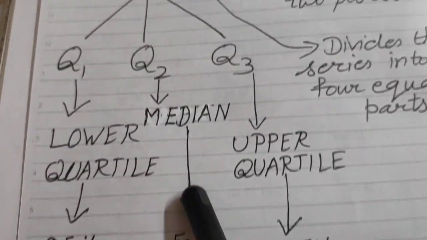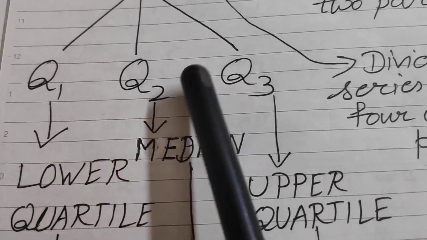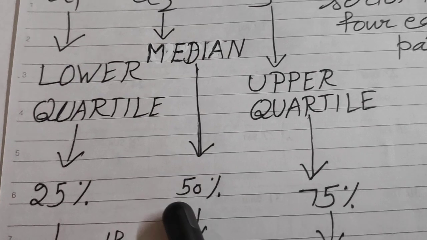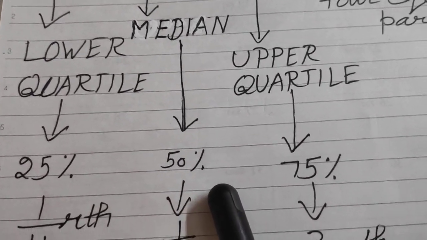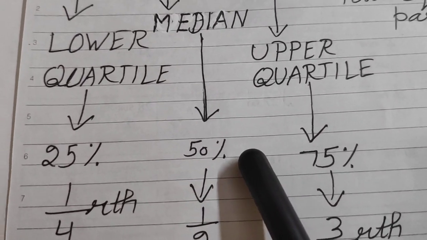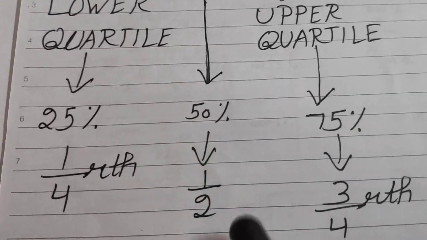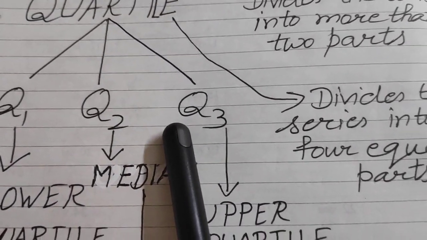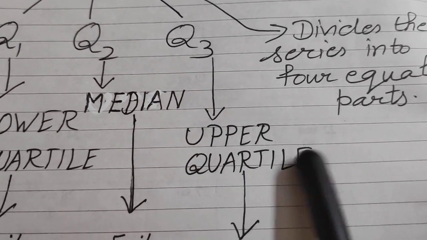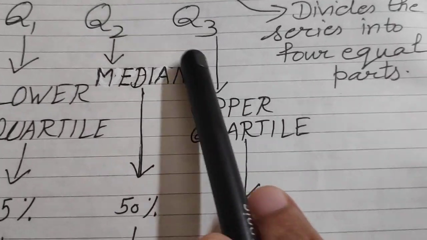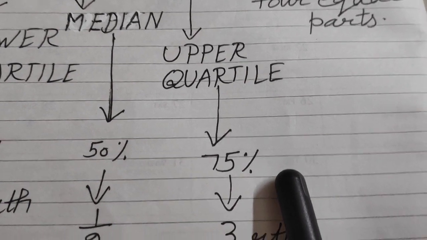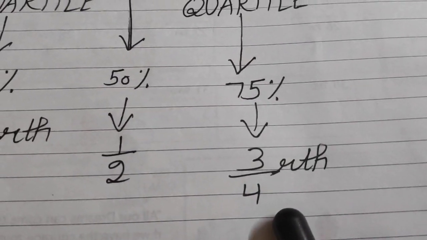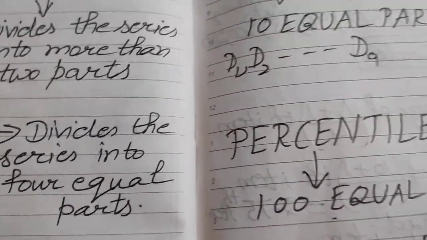25% means 1/4. Then next, Q2, it is also said to be median, which covers 50% of the items of the series. That means it divides the statistical series into 2 parts, 1/2. Then next is Q3, it is also said to be the upper quartile. It covers 75% of the items of the series. 75% means 3/4.